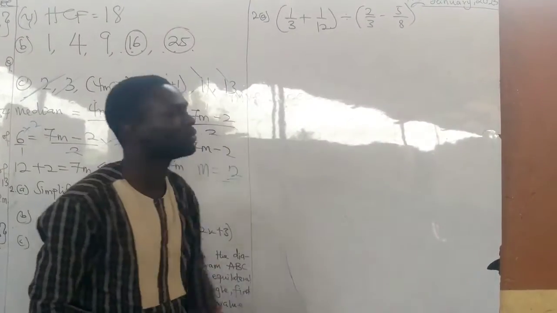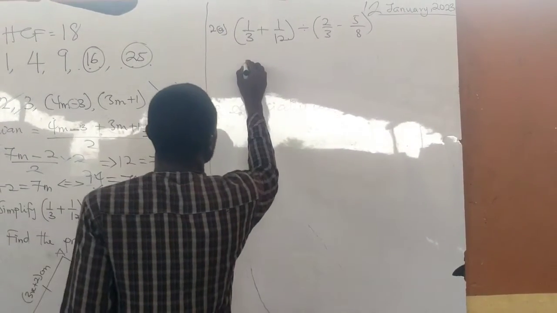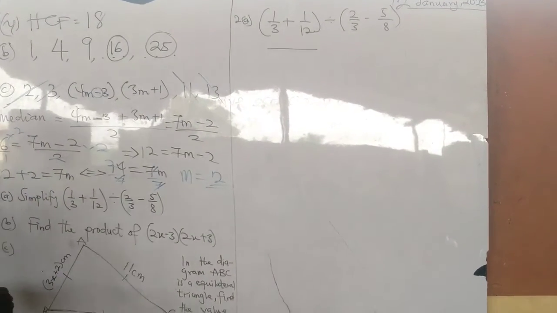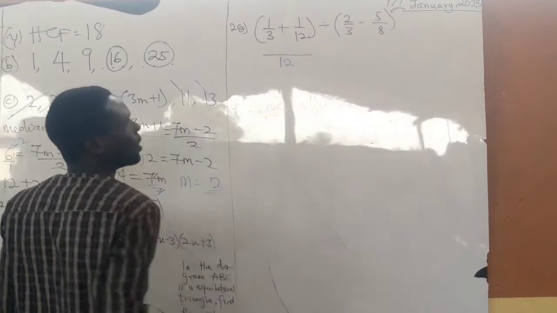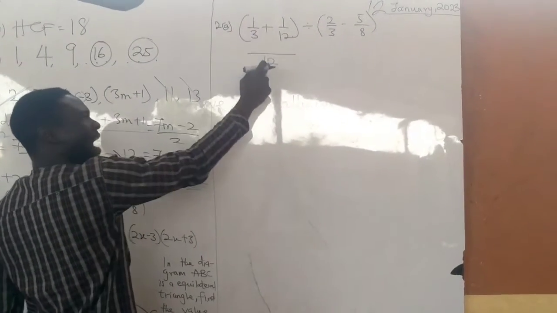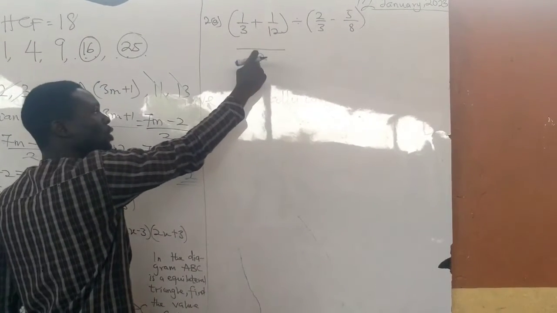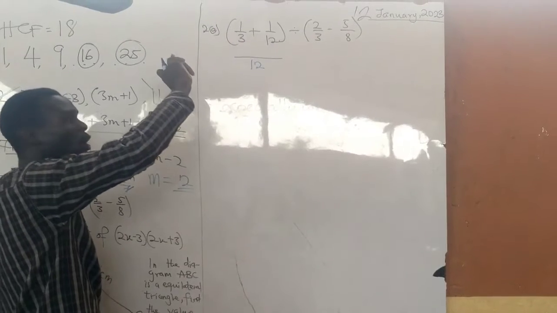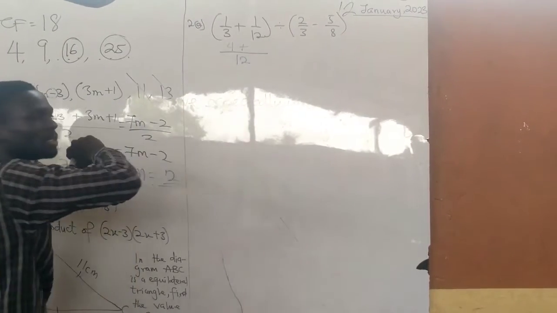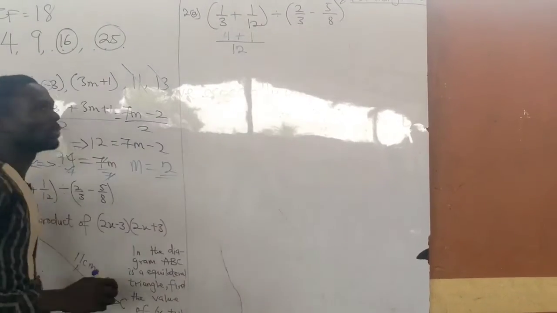We have addition here, we have subtraction here. What do we do when we are doing addition of fractions? You have to find your LCM. So let's look for the LCM for 3 and 12. The LCM for 3 and 12 is 12. So ask yourself, how many times would this denominator divide the LCM? 3 would divide 12 4 times. Then you use the 4 to multiply the numerator. So 4 times 1 is 4. Then plus, 12 will divide 12 1 time, and use the 1 to multiply 1 to have 1.